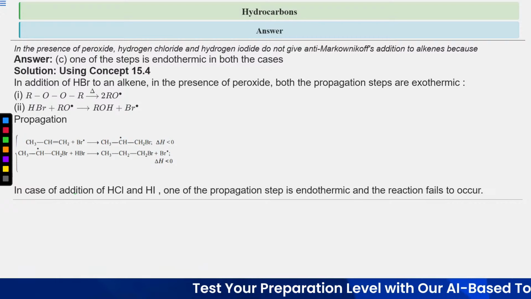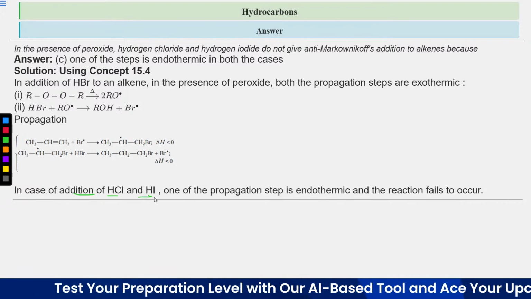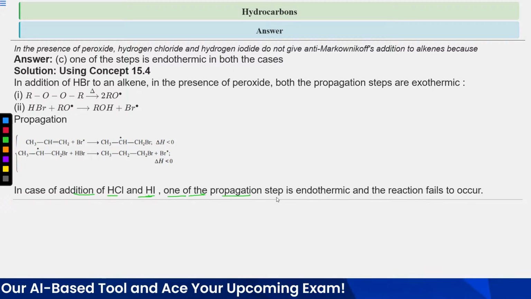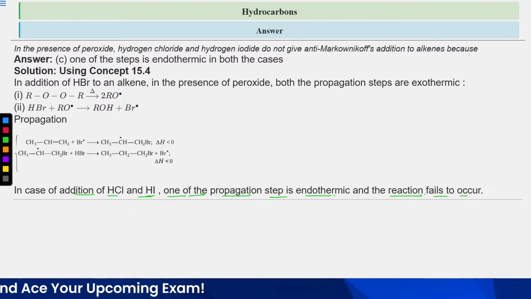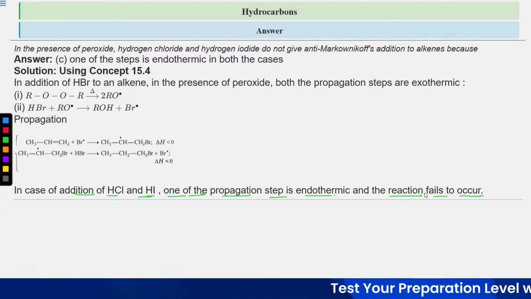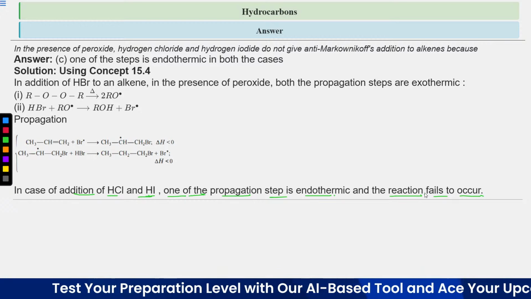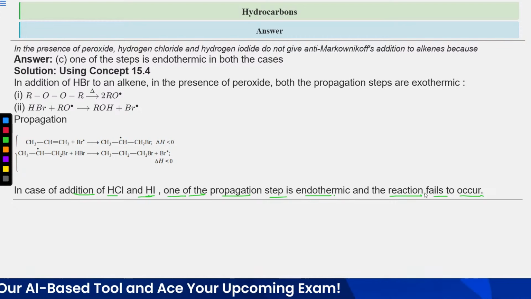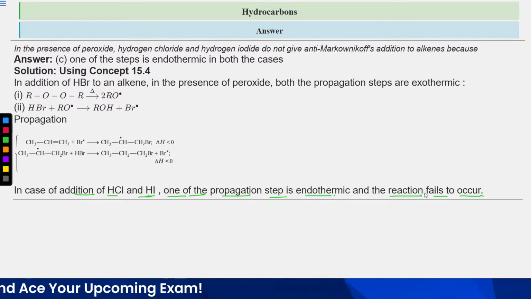In case of addition of HCl and HI, hydrogen chloride and hydrogen iodide, one of the propagation steps is endothermic and the reaction fails to occur. So why do hydrogen chloride and hydrogen iodide not give anti-Markovnikov's addition with alkene? Because under the propagation, two steps will happen, but one of the steps will be endothermic in the case of HCl and HI, and that is why the reaction fails to occur. Thus, the correct answer is given in option C.